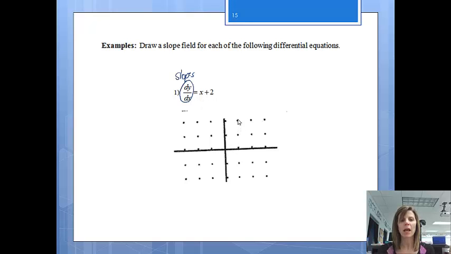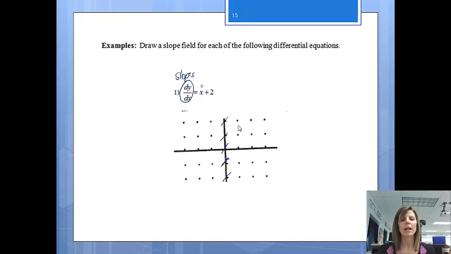So first of all, let's go to x equals 0, maybe start in the middle and kind of go in either direction. When x equals 0, if I plug 0 in, you'll notice that I get a slope of 2. So whenever x equals 0, all of my lines there need to have a slope of 2, which is pretty steep. So I'm going to try to make them all the same steepness and all be about 2.